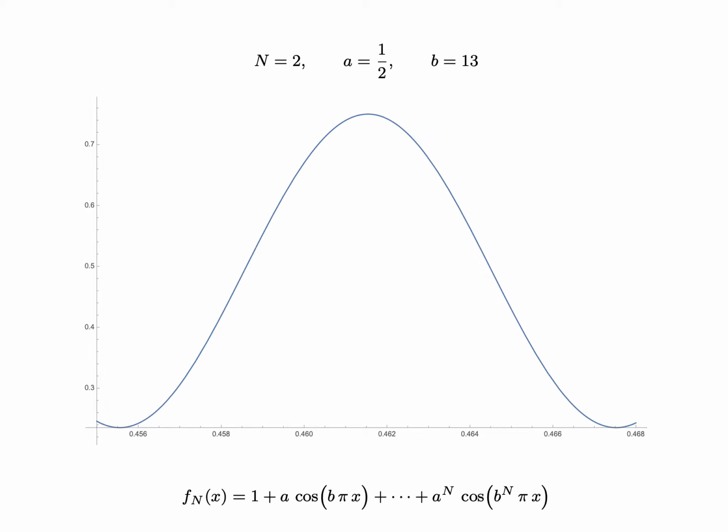Now let's consider n is equal to 2. This will be the plot of f sub 2 of x, which is 1 plus a cosine b pi x plus a squared cosine of b squared pi x. You can see here that this really does look like it's an oscillating function, but it turns out that it's actually the sum of two cosines.